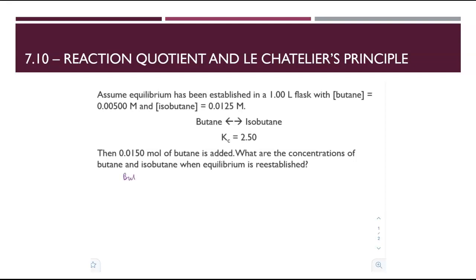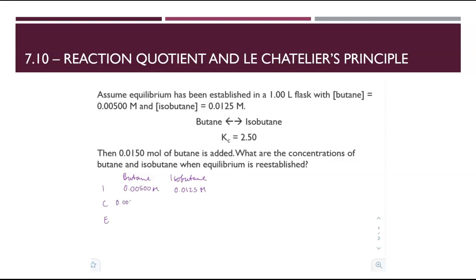So we have butane and we have isobutane. And our initial concentrations are 0.005 molar and 0.0125 molar. So we know the change is going to be, for butane, it's going to be our initial plus the known amount that we add to the system. And then it's going to go down because it's going to create more isobutane. So there's multiple things that are going to be happening.